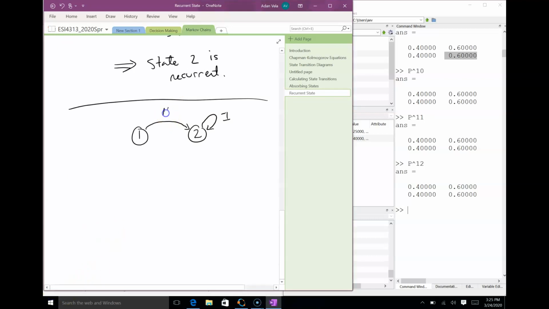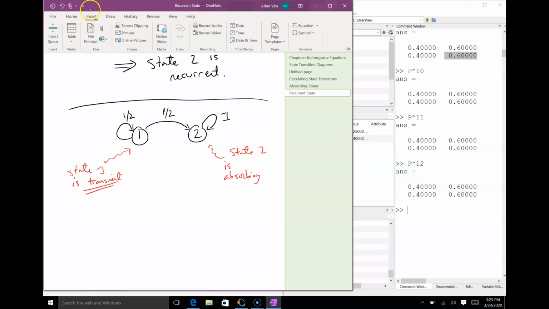With 1/2 probability, you go from 1 to 2, and with 1/2, you stay. What's going to end up happening? So we already know, in this case, that state 2 is absorbing. What we're going to show is that state 1 is transient. All right, so let's see.